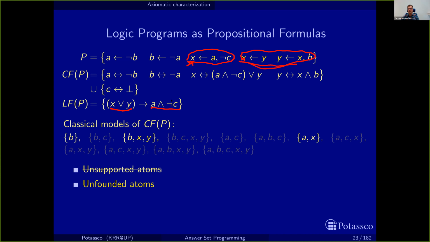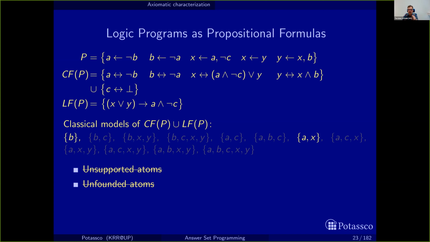Now, adding this formula will eliminate this model here. And this is what happens. If we add this, we only get the stable model. And this is now, by example, an axiomatization of stable models as a propositional formula in Boolean or classical logic.